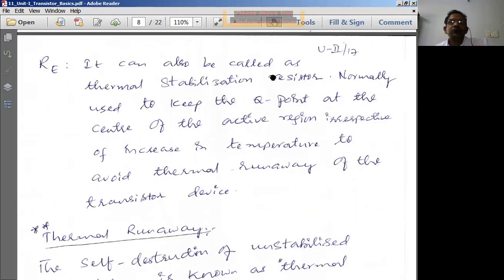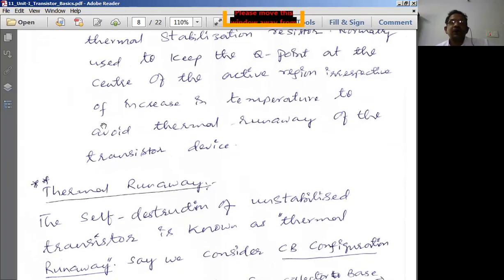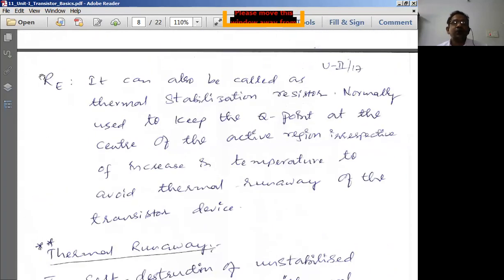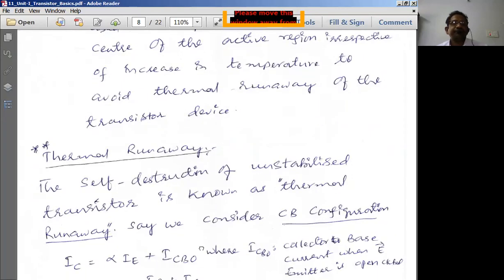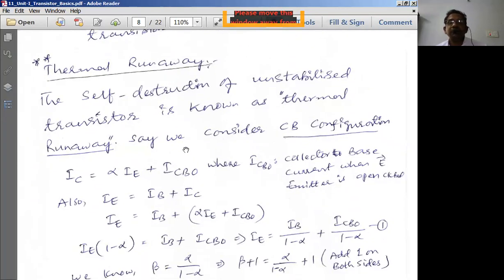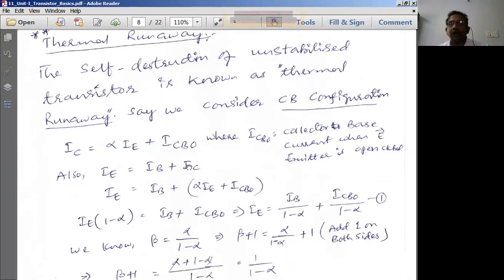And RE can also be used as a thermal stabilization resistor, normally used to keep the Q point at the center of the active region, irrespective of the increase in temperature, to avoid thermal runaway of the transistor device. So RE is going to protect the device from thermal runaway. Now, what is thermal runaway? Self-destruction of an unstabilized transistor is known as thermal runaway. We have to avoid thermal runaway, so we connect the RE resistor.